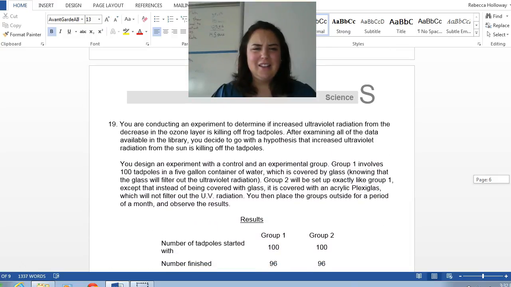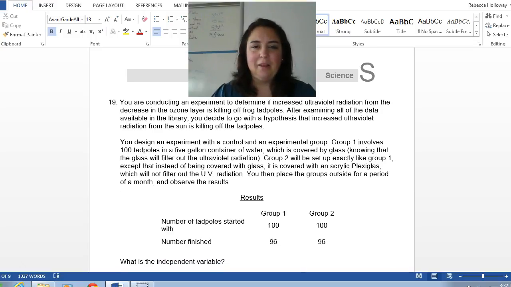We're doing great. This one's a little bit long, so I'll have to chop it up a little bit. 19 reads, you are conducting an experiment to determine if increasing ultraviolet radiation from the decrease in the ozone layer is killing off frog tadpoles. After examining all the data available in the library, you decide to go with the hypothesis that increased ultraviolet radiation from the sun is killing off the tadpoles.